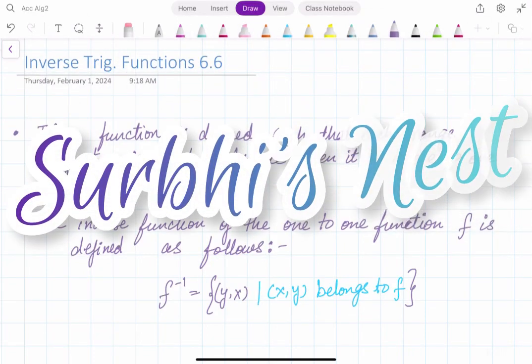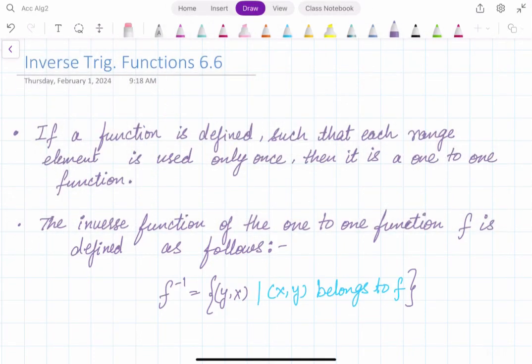Welcome back. Today we will be talking about the inverse trig function. As you can see in these two definitions, these two statements, if a function is defined such that each range element is used only once, then it is a one-to-one function. And for a function to have the inverse function, it needs to be a one-to-one function.